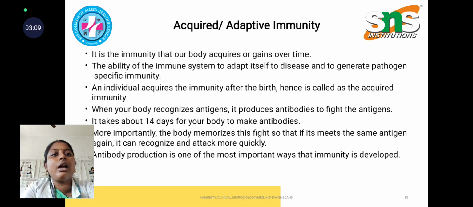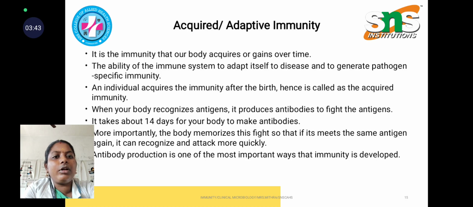Coming to acquired or adaptive immunity, it is the immunity that our body acquires or gains over time. Natural immunity is the body's defense mechanism present at birth, and acquired immunity is taken over time. It is the ability of the immune system to adapt itself to disease and to generate pathogen-specific immunity. An individual acquires this immunity after birth, hence it is also called acquired immunity.